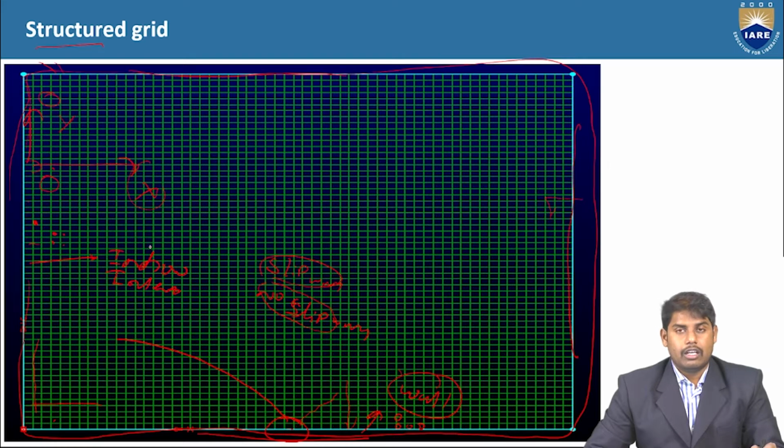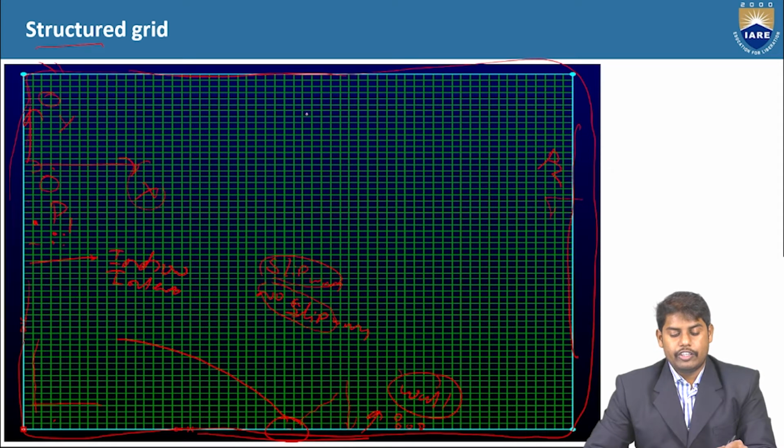Basically the flow will go from one region to another region because of pressure difference. Let's say this is P1 and here it is P2. If P1 is greater than P2, then flow will go from left to right. If P2 is greater than P1, the flow will go from right to left. So purely because of pressure gradient, the flow will go from one region to another region.